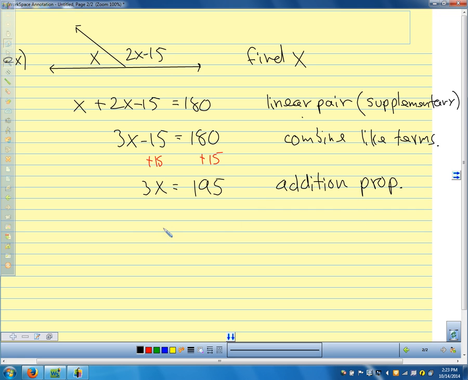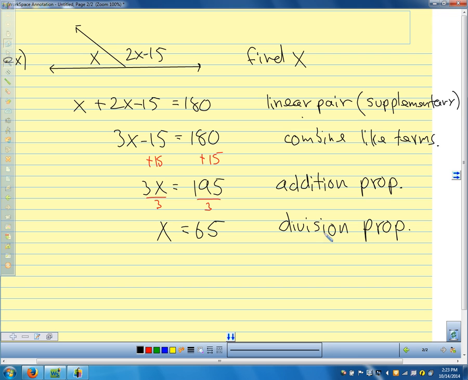All right, what do we do next? Divide by 3. So I'm going to write this here. A lot of times when you see these things in the book, they won't show you that this division by 3, and they'll just say x equals 65. What tells us we can divide both sides of the equation by 3? Division property. So that would be the steps of solving that problem and listing why we know we can do those steps. All right, questions there?